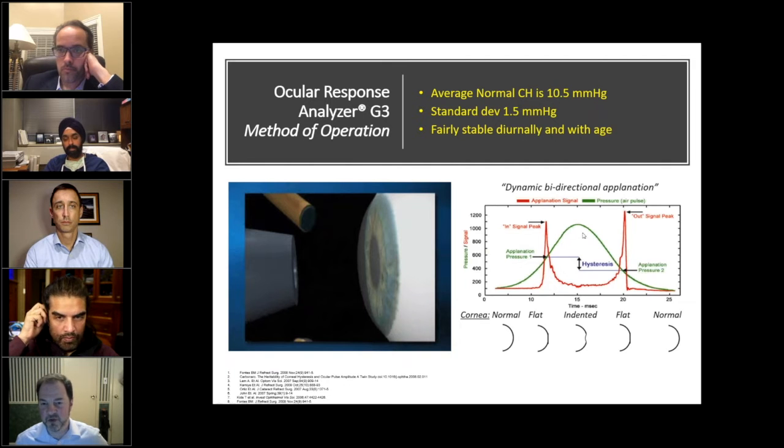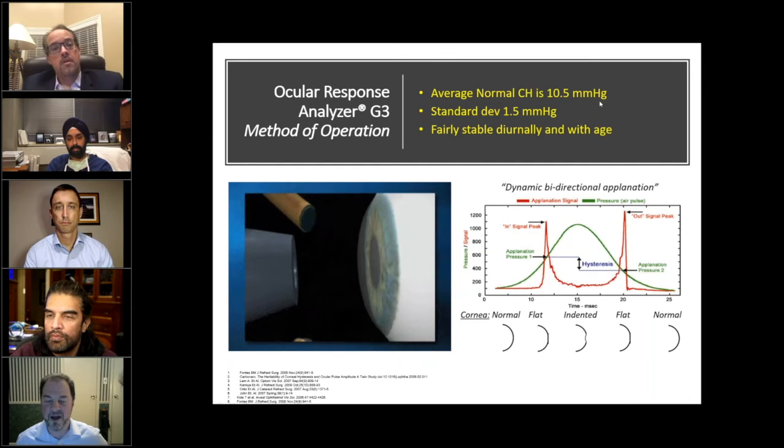It resists the deformation on the way in, and then it resists the return to its original configuration on the way out. The average of those two pressure points gives us a very good Goldman equivalent pressure measurement, and the difference between those two describes the cornea's effect on the IOP measurement, which we term corneal hysteresis. So that's what we're going to talk about a lot this evening.